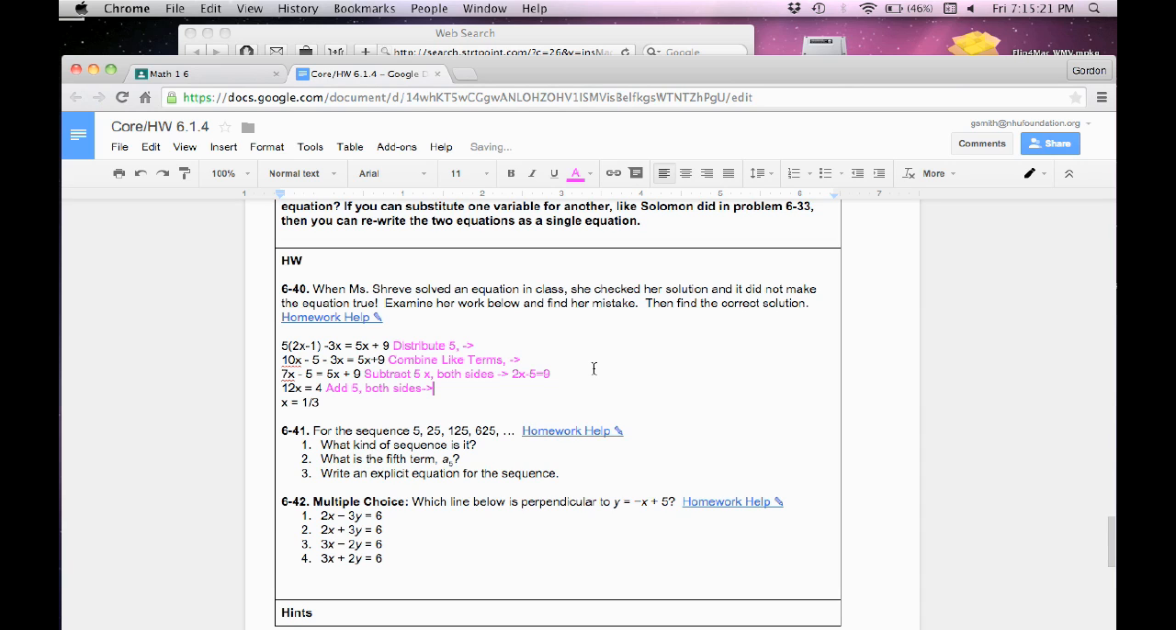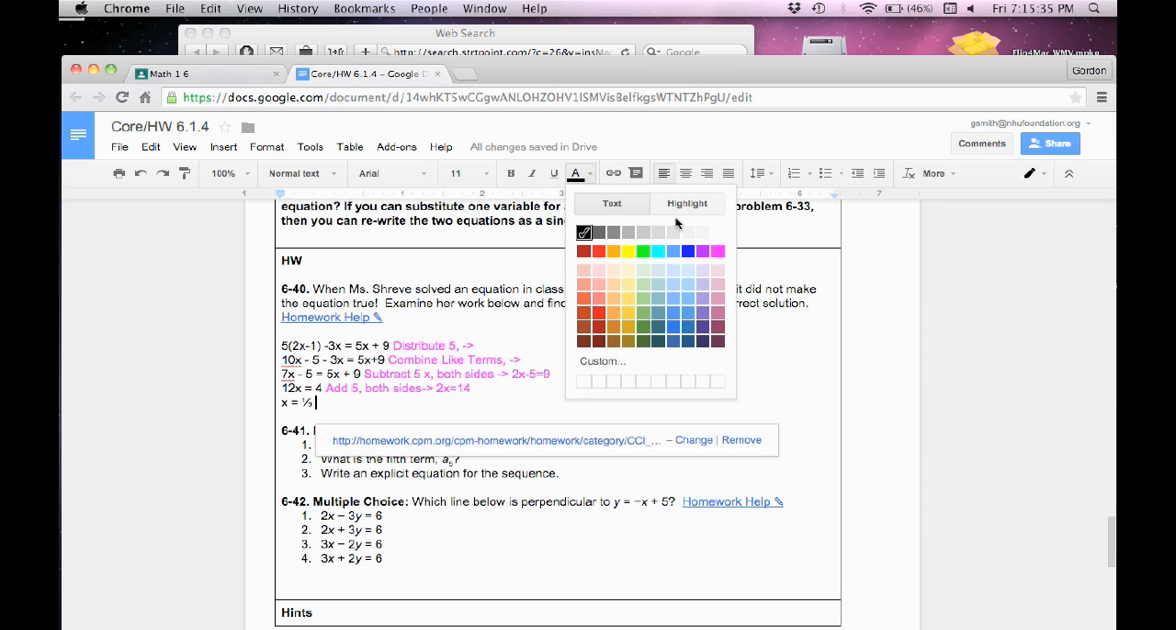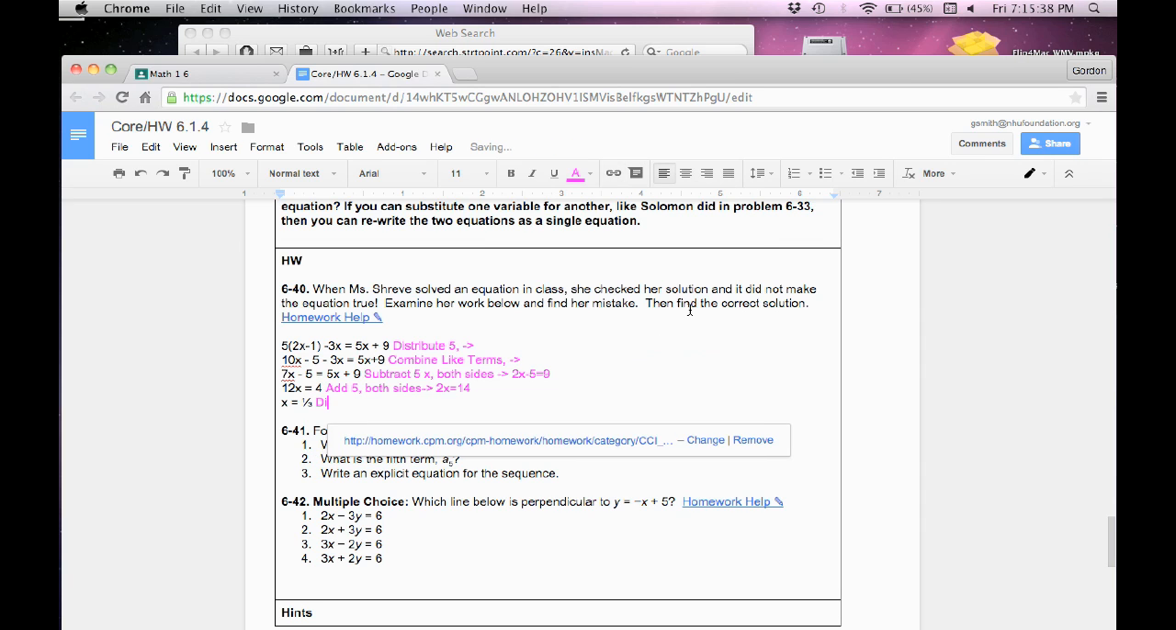And what that's going to get is 2x equals 14. At which point she would divide by 2 on both sides. Which would get her x equals 7. And that would do it for this problem. So the error again happened when she failed to subtract 5x from both sides. It should be 5x with no space.